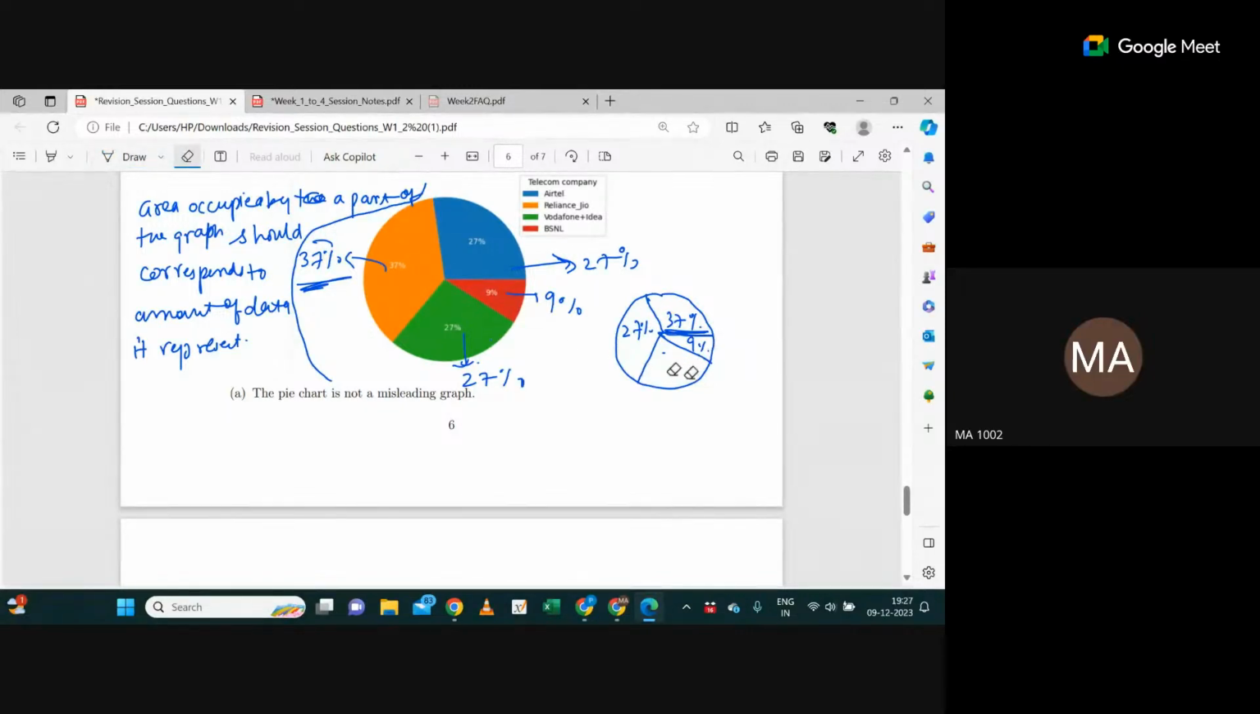Or simply I can say, suppose this one is 9% and this is 27%. Now tell me, is the area principle being followed here or not? No. It's a misleading graph, right? Because the area occupied by the graph is not representing the amount of data it represents, right? So you have to take care of this, and here the pie chart is not misleading. So the first option is correct.